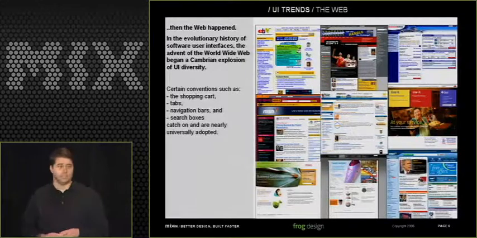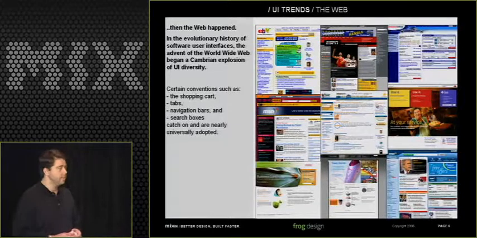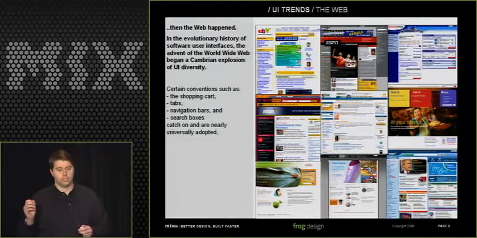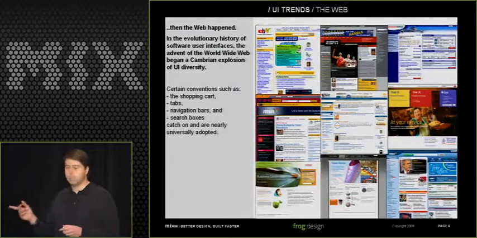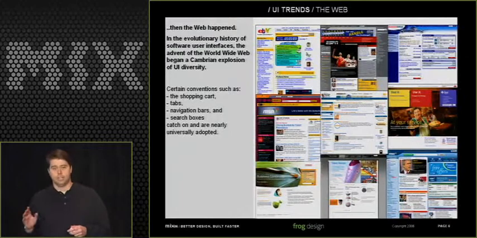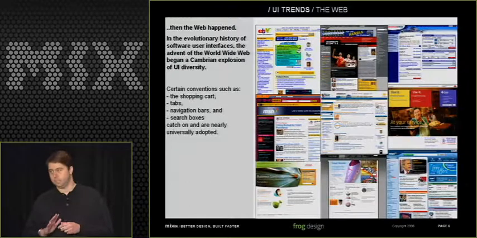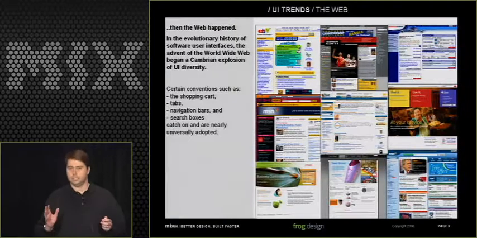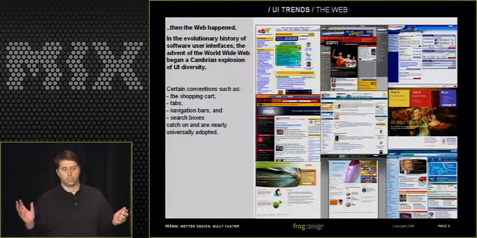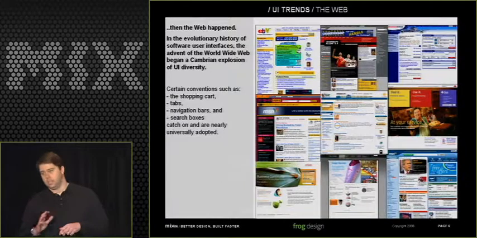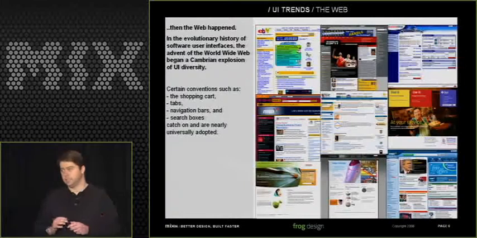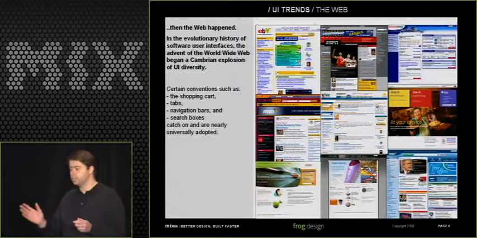And then the web happened. And so this is a real interesting time where, and I describe it here as a Cambrian explosion. So the Cambrian era is sort of a geological, it's an evolutionary term. So in the fossil record, several million years ago, it's the point at which the number of species grew exponentially. So you went from thousands of species to millions of species in a very short period of time.